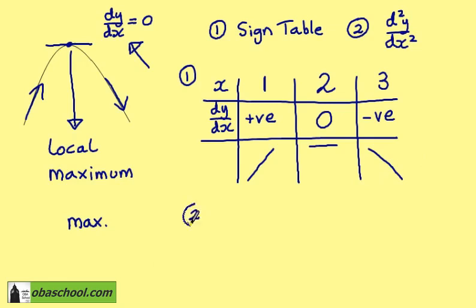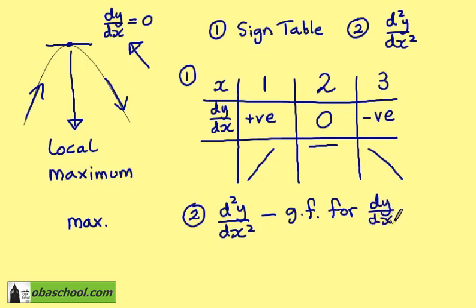Let's look now at the second method, the second derivative d²y/dx². d²y/dx² is the gradient function for dy/dx. This follows since dy/dx is the gradient function for y, so if we differentiate again, d²y/dx² is the gradient function for dy/dx.